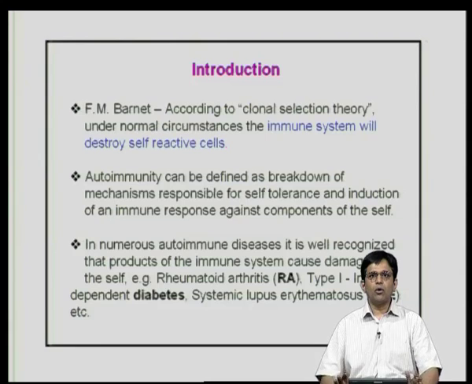So, basically autoimmunity is defined as a breakdown of mechanisms responsible for self tolerance, and that is the essence of autoimmunity. So, how does this occur? We will try and figure it out. The other aspect is what are some examples of autoimmunity, and I am sure if you look around your own family, your own friends, society, you will see these cases quite glaringly.